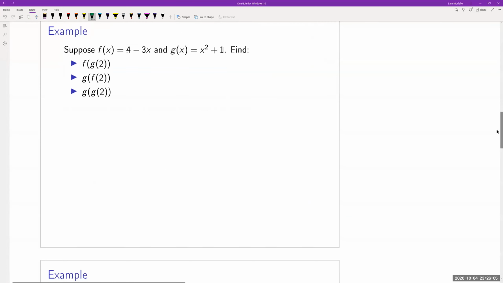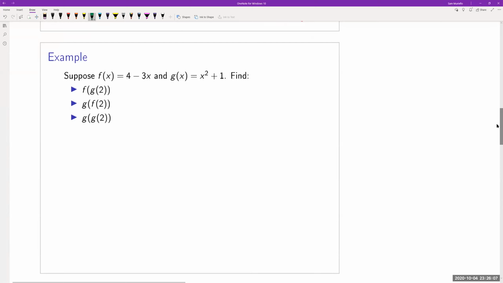Let's take a look at a couple of specific examples. If I have f of x is 4 minus 3x and g of x is x squared plus 1, we would like to find f of g of 2, g of f of 2, and then g of g of 2. So in the other notation, this would be f circle g, g circle f, and g circle g. It is perfectly okay to compose a function with itself. Let's go through each of these.